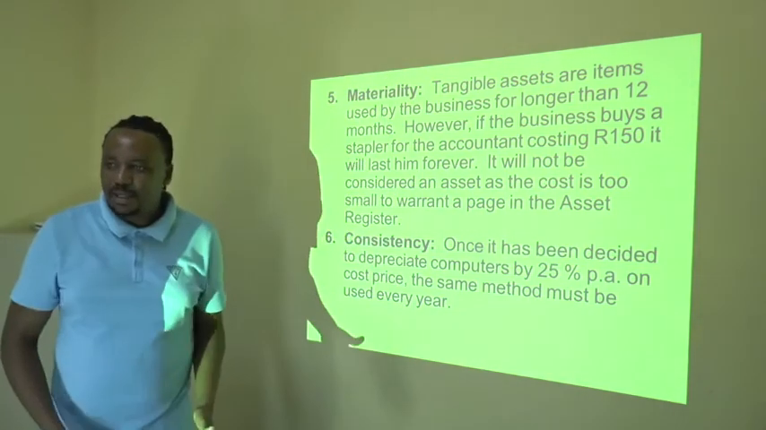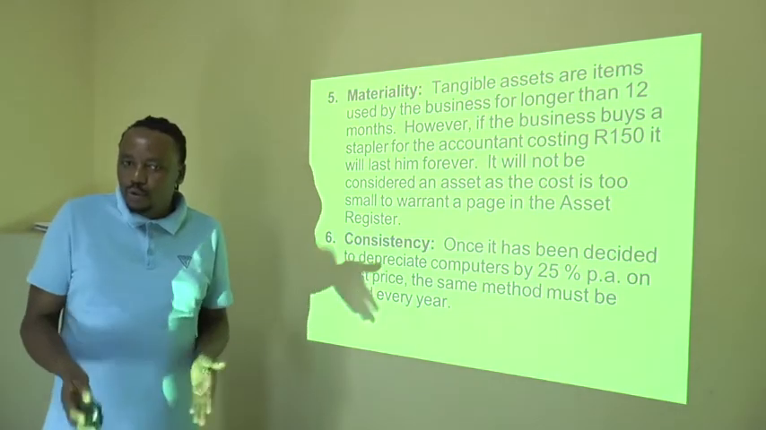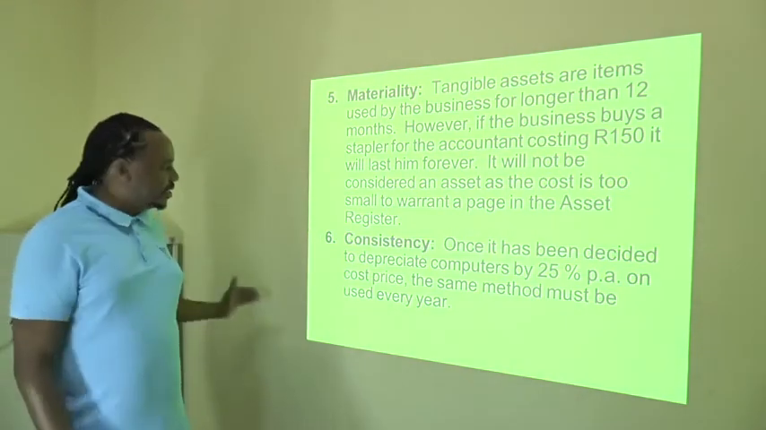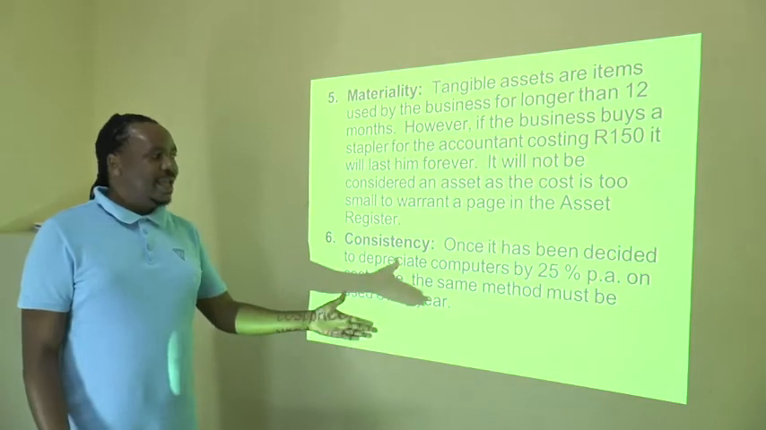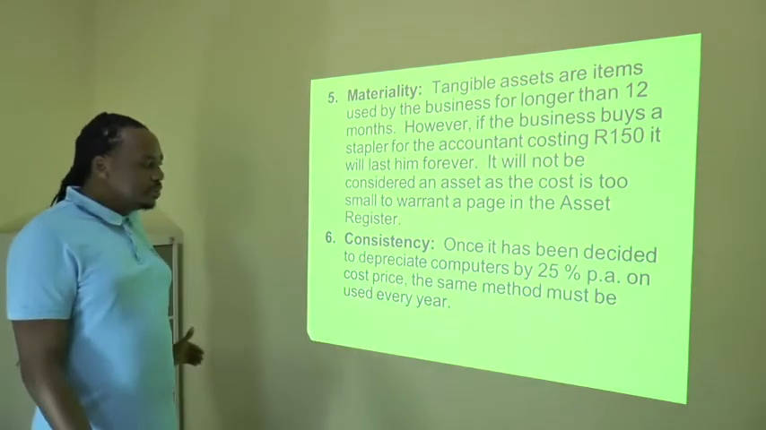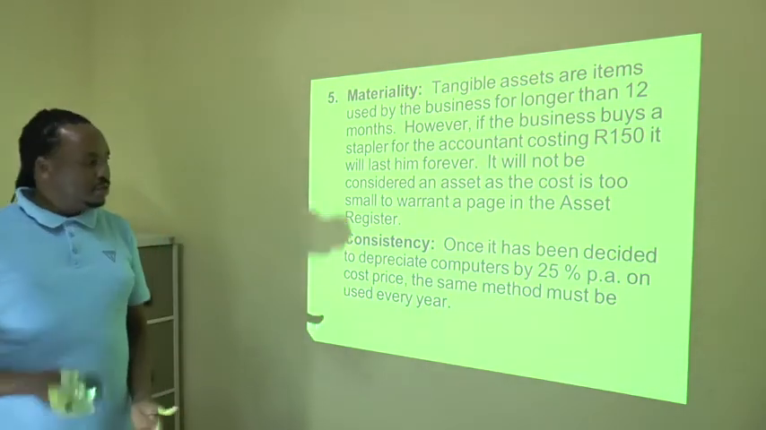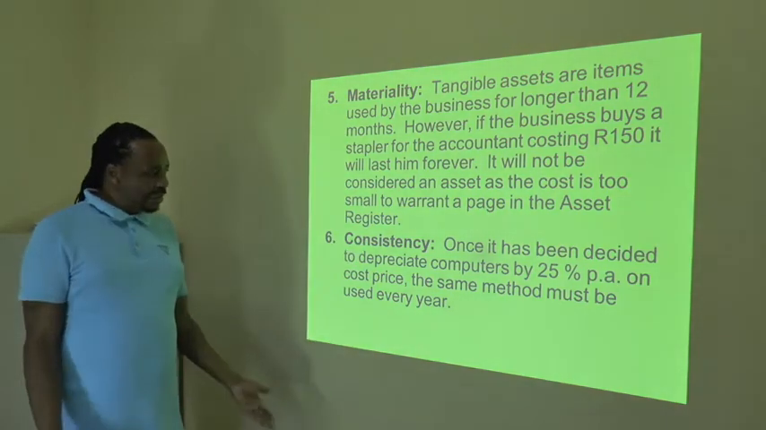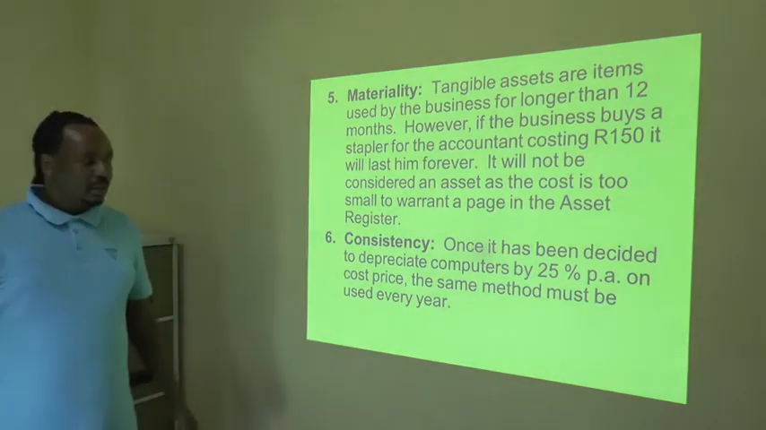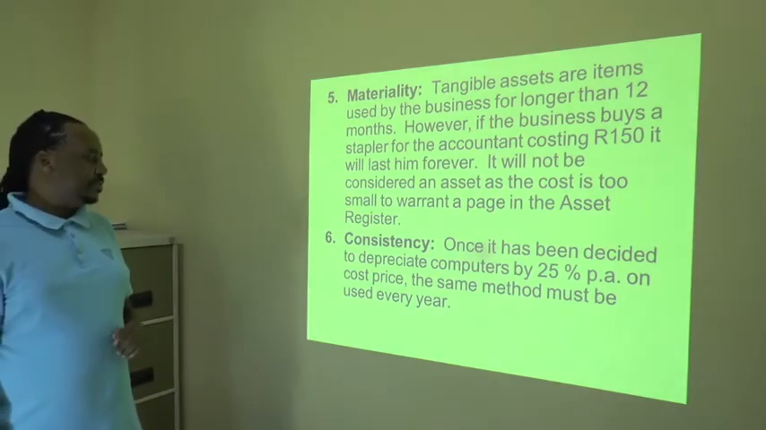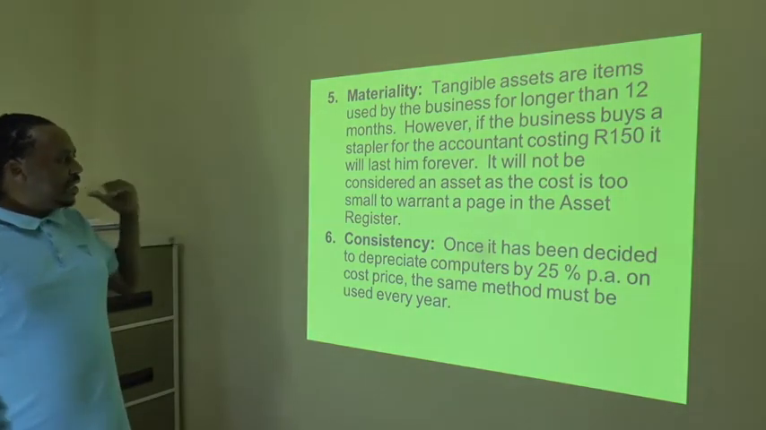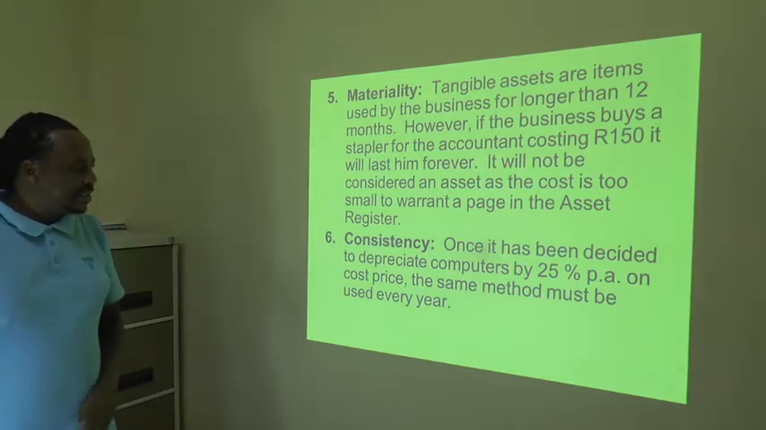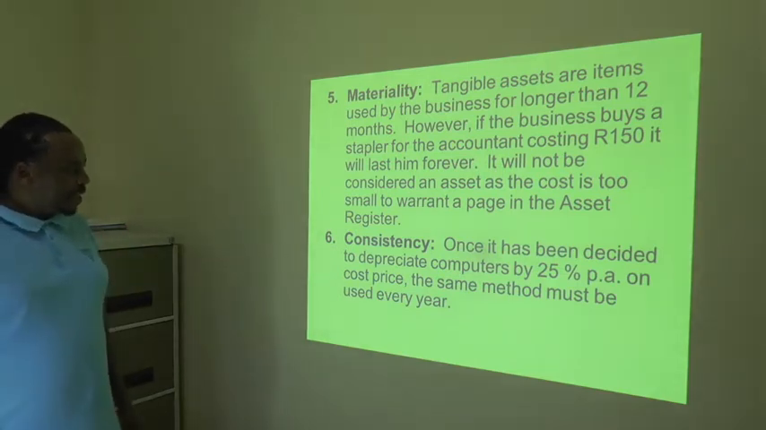If our equipment depreciates or loses its value using the straight line method, which is also known as the cost method, at 25% per annum, we need to be consistent throughout the years. Use that method, which is straight line, and the rate percentage must also be the same, 25%. That is consistency linked with the tangible asset in terms of GAAP principles.